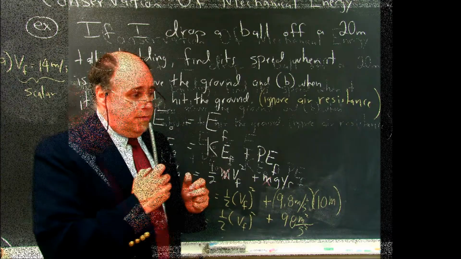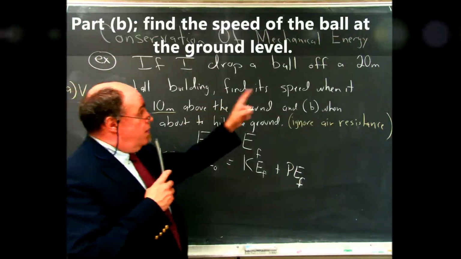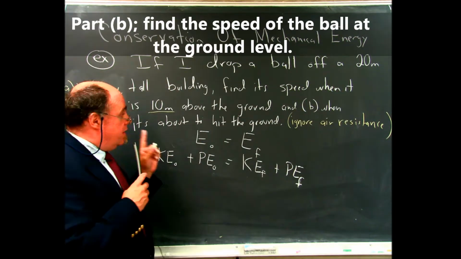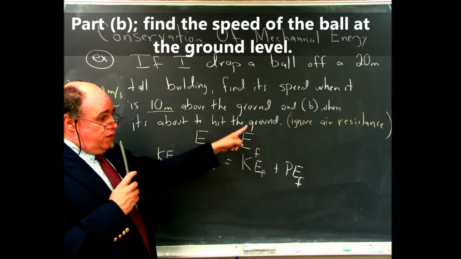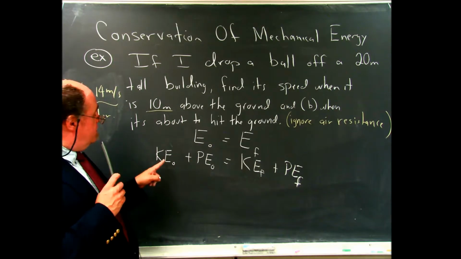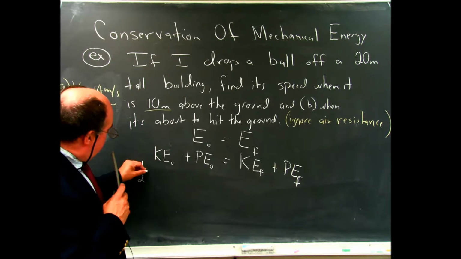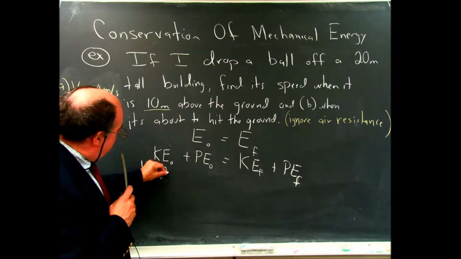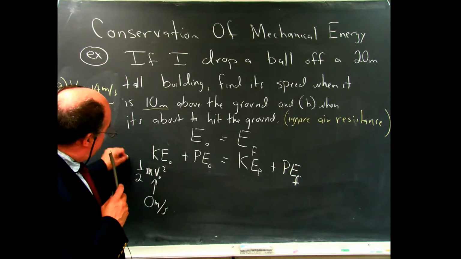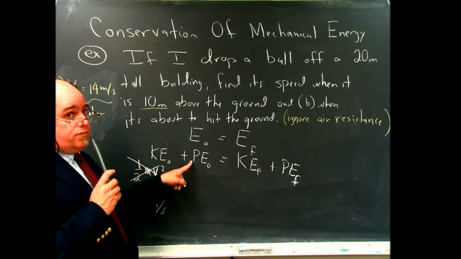Let's try part B. Part B tells us that it's the same thing. We're dropping the ball from a height of 20 meters above the ground, and we want to see how fast it is going just when it's about to hit the ground. So it starts the same. This ball is not moving at the beginning, so it'll be 1/2 mass times velocity initial squared. Well, the velocity initial would be 0, so this can go out. And then we'll have the potential energy of it. It's m times g times y.